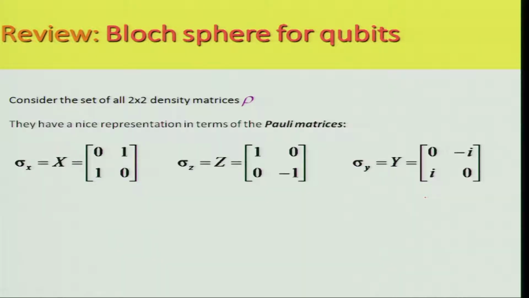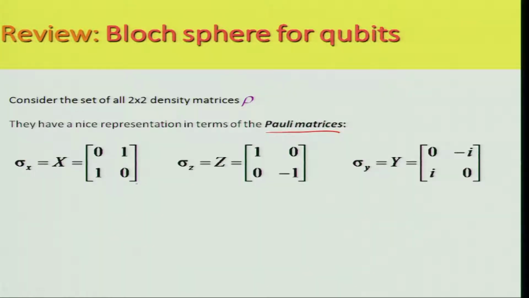The other very important part which we should refresh is the Bloch sphere for qubits, which we have gone through several times, but it is also another place where the density matrix representation can make a big difference. So, if we consider the set of all 2 by 2 matrices rho, they have a nice representation in terms of the Pauli matrices, which are the gates that have been used all the time.